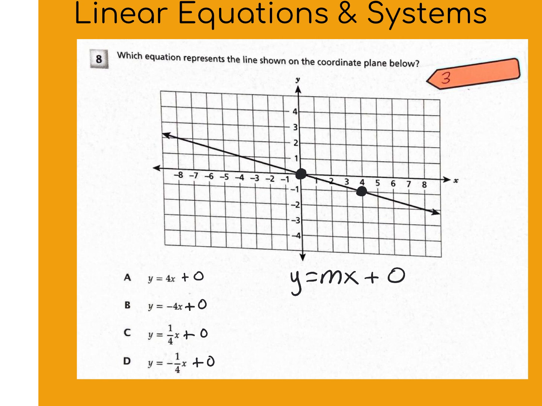So I'll go from the point I already posted to that one, and I'll count down. My rise would be 1, only I'm going down, so it's negative, and my run would be 1, 2, 3, 4. So my slope is -1/4. So I'm looking for the equation that has the slope of -1/4. That would be choice D.